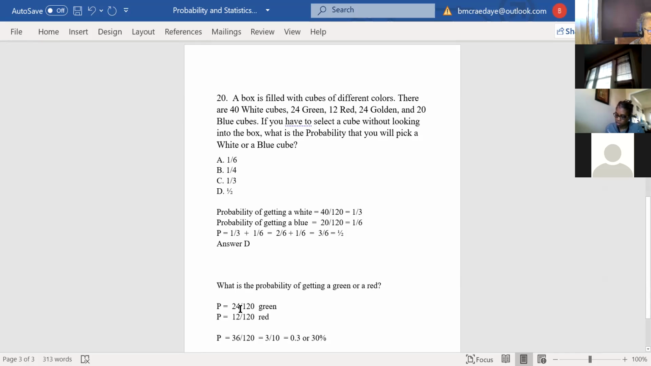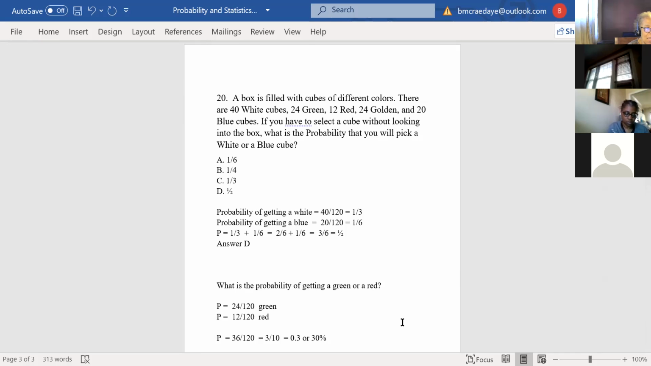You could do them separately and then add them up. 24 and 12 is 36, and divide by the total. Green or red is the sum of the reds plus the greens, and then the total is 120. So that would be 30%, the probability of getting a green or a red.